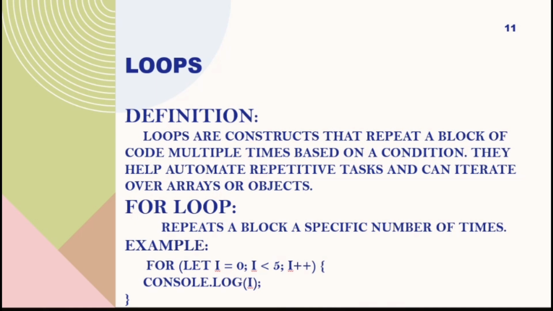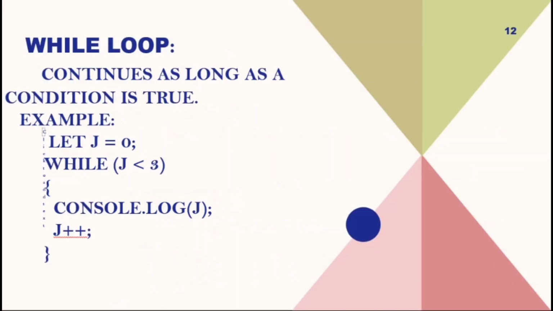First, a for loop repeats a block a specific number of times. For example, let i = 0, i less than 5, i++. console.log(i). It repeats until the i value reaches 5. Next, a while loop. A while loop continues to run as long as the condition is true. Here is an example of a while loop.